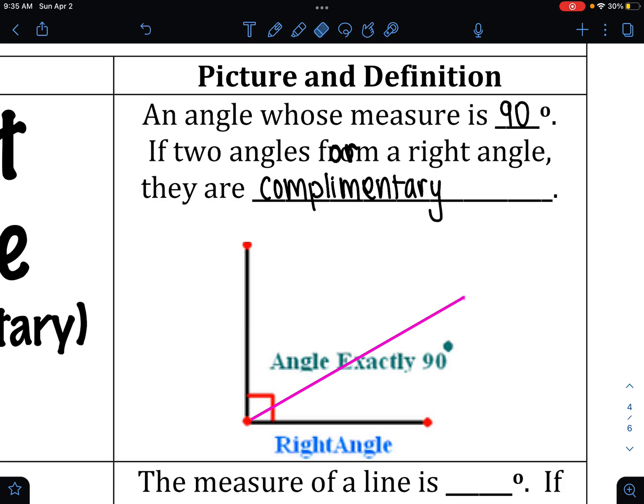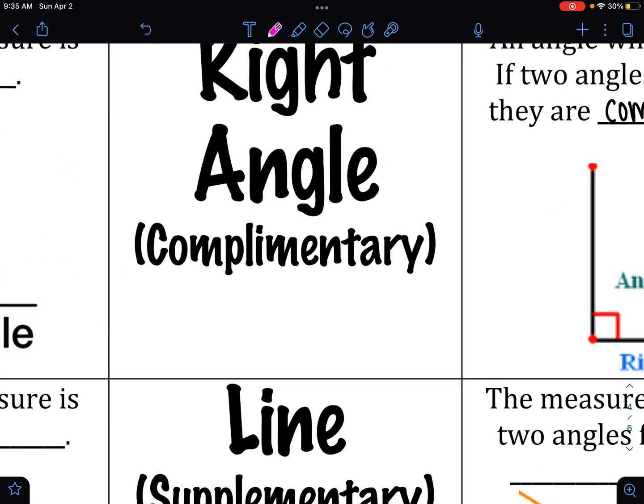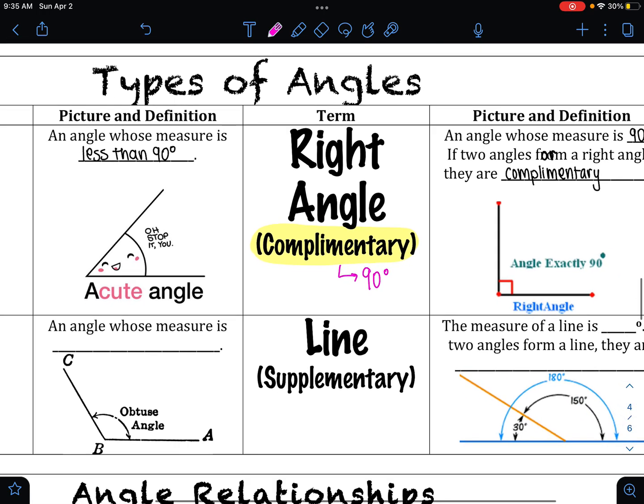So you don't need that line. Just if you want to keep that there for a visual, great. But that's a right angle. Complementary is one of those new terms that we're going to be talking about a bunch. So you might want to highlight that, know that. But complementary means 90 degrees. Okay. So we got less than 90, right angle.